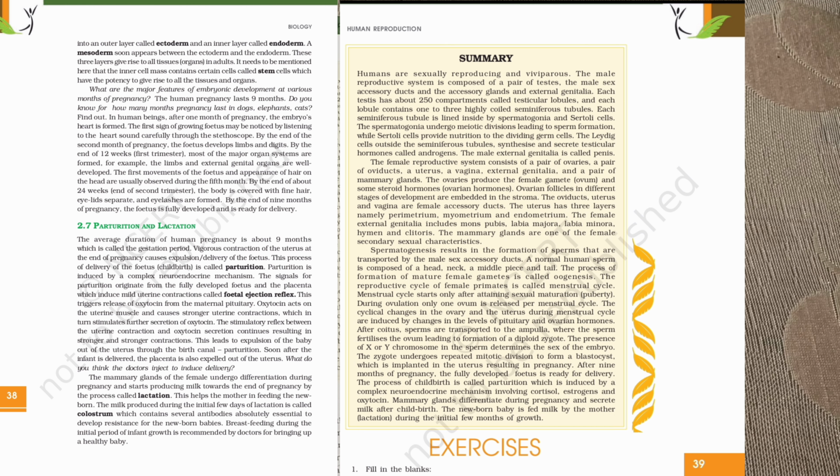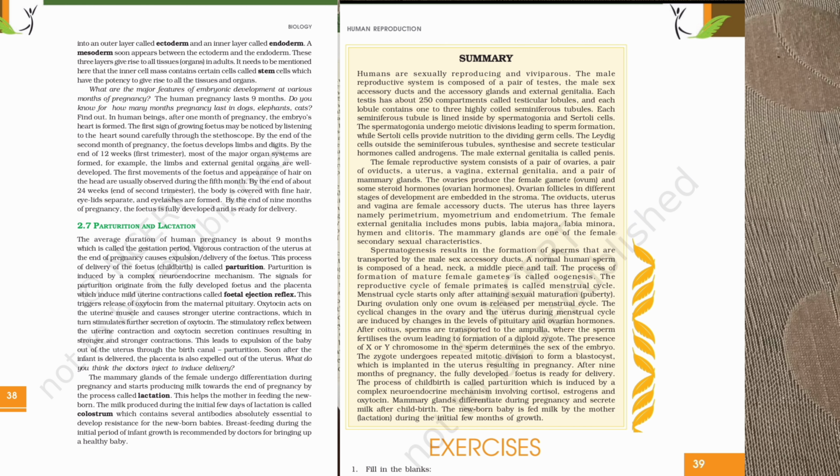What are the major features of embryonic development at various months of pregnancy? The human pregnancy lasts 9 months. Do you know for how many months pregnancy lasts in dogs, elephants, cats? Find out. In human beings, after 1 month of pregnancy, the embryonic heart is formed. The first sign of a growing fetus may be noticed by listening to the heart sound carefully through the stethoscope. By the end of the second month of pregnancy, the fetus develops limbs and digits.